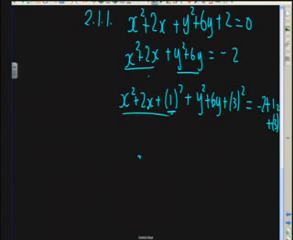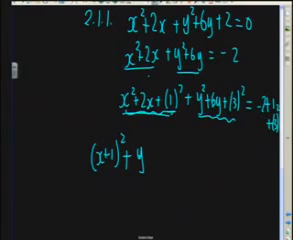So, complete the square with the x part of the expression. You're going to get x plus 1 squared. I've simply factorized x squared plus 2x plus 1. That gives me x plus 1 squared. Factorize y squared plus 6y plus 9. That will give me y plus 3 squared is equal to, we've got minus 2 plus 1, which is minus 1.